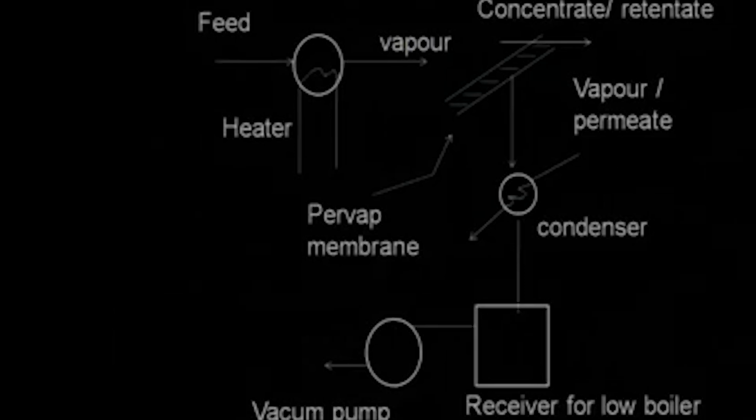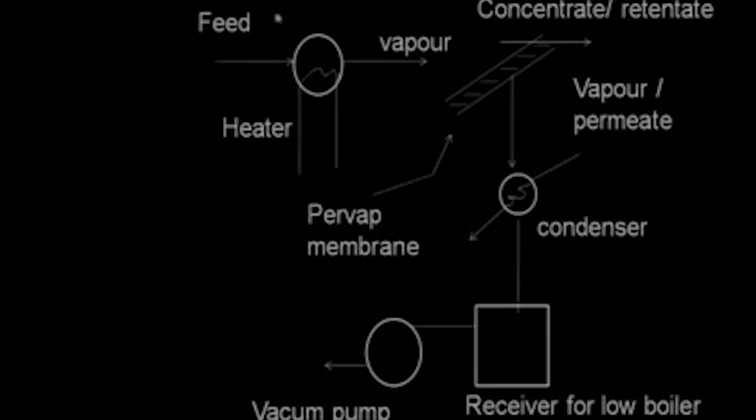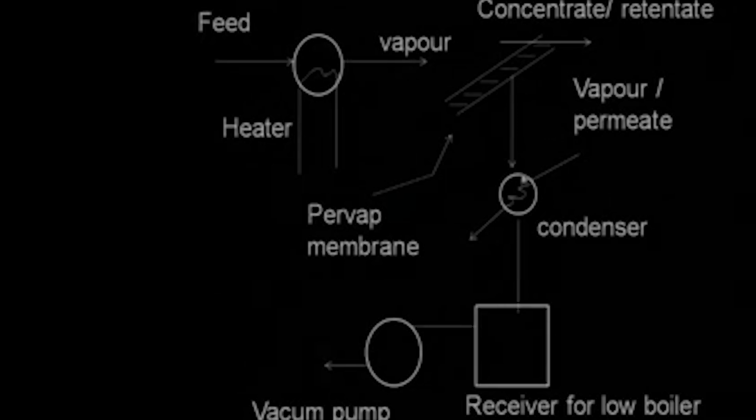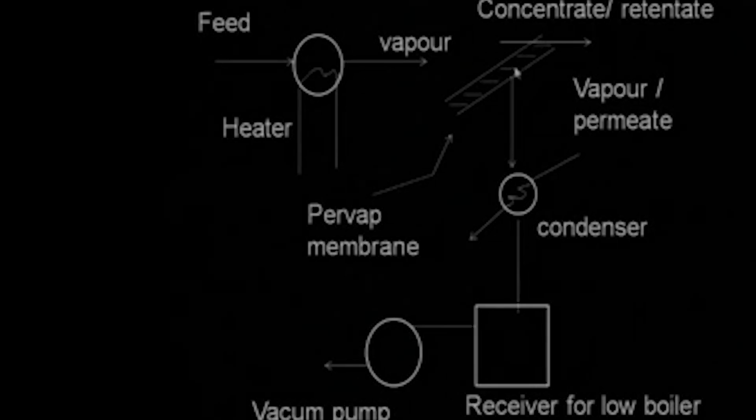Okay, how does the setup look like? Simple one, very simple. You have a pervaporation membrane, you have your feed, you heat up the feed so that it gets vaporized, so it comes here and you are applying a vacuum on the other side, so that is the driving force. So the vapor gets dissolved in the membrane material, it travels or diffuses through and the vapor comes out on the other side, it is condensed in a condenser and you collect the liquid.